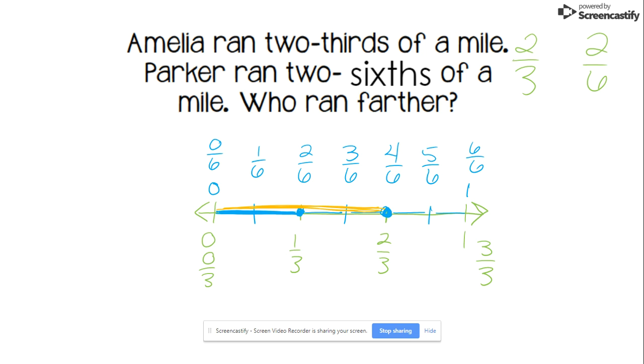But again, pay attention to what the question is asking. It says, who ran further? So whoever ran 2/3 of a mile, which was Amelia, she is who ran further.